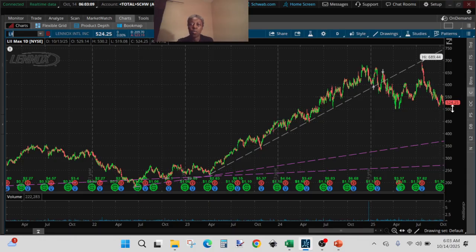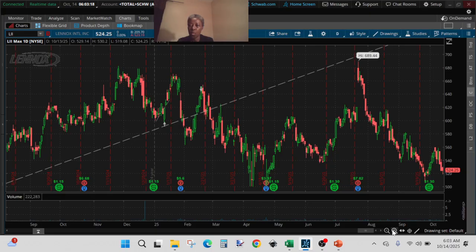Yesterday the price went down. That's why the price is highlighted in red. That means the price at the end of the day was lower than the price in the morning when the markets opened. It will be a red bar.